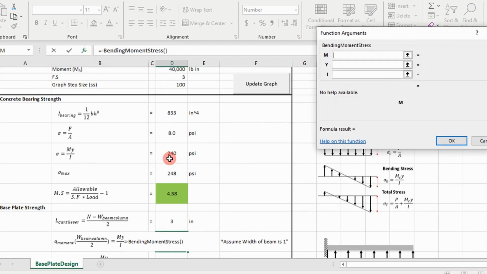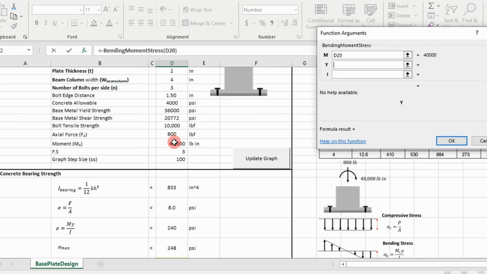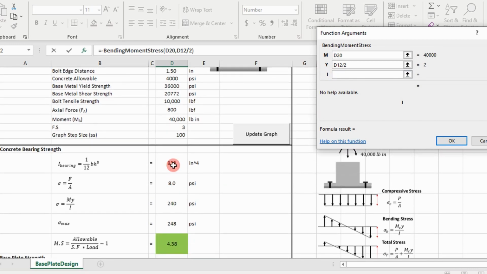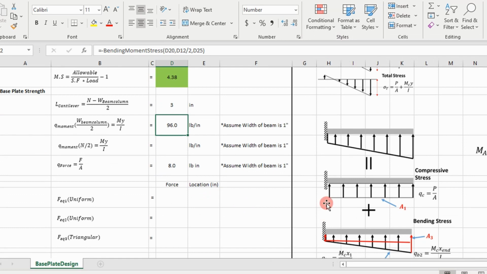So our bending moment is going to be 40,000 pound-inches. Our Y is going to be the width of our column divided by 2, and then our moment of inertia is going to be 833.33. And so that's our line load at this spot.